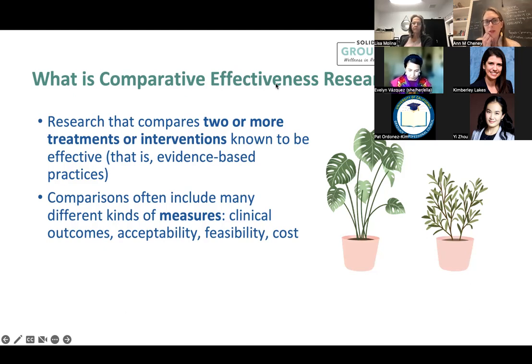And Lisa, I feel that some of your comments were getting at that as well. So if both are seen to be effective, then how do we help the patients choose which one might be the best fit for them?